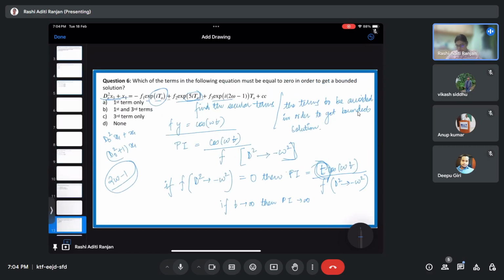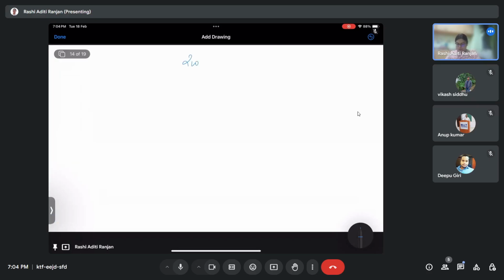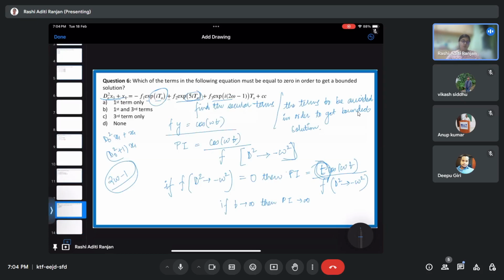So the problem is only going to arise if my 2 omega minus 1 will be equal to 1, or my omega is going to be 1, right? Now if you see, it may happen that my omega can be 1 because omega is not the natural frequency of the system, so it can be anything. And when we try to find out how my system is changing depending upon the frequency, we actually change the value of omega.